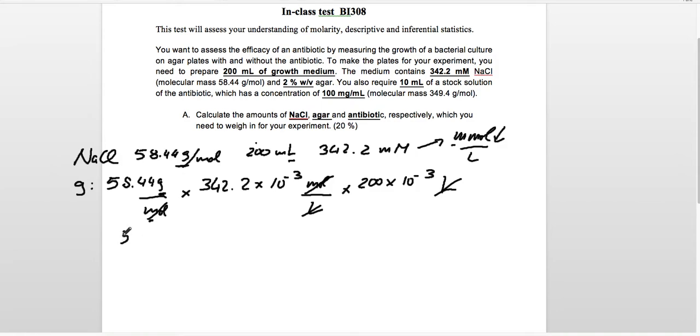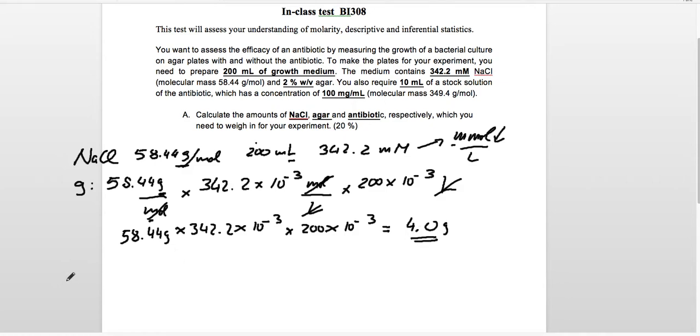So we can write this as 58.44 grams times 342.2 times 10 to the minus 3 times 200 times 10 to the minus 3. And if you put that in your calculator, you will get exactly 4.0 grams. So we need to weigh in 4 grams.